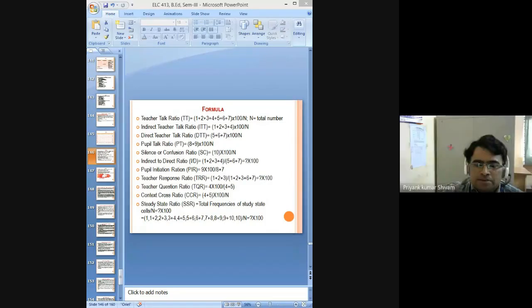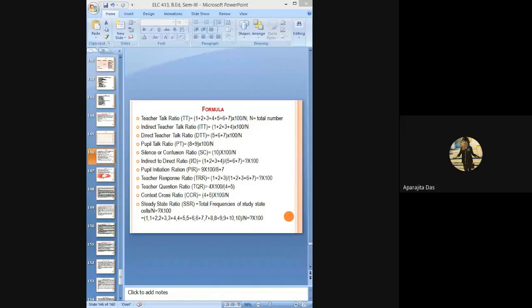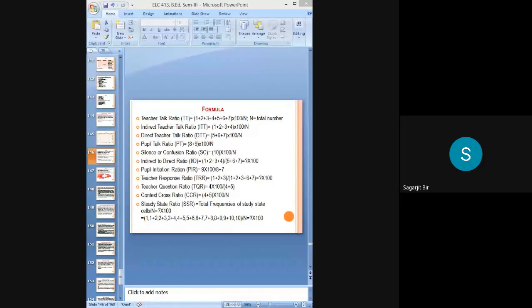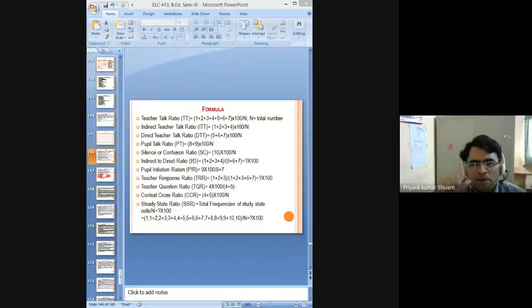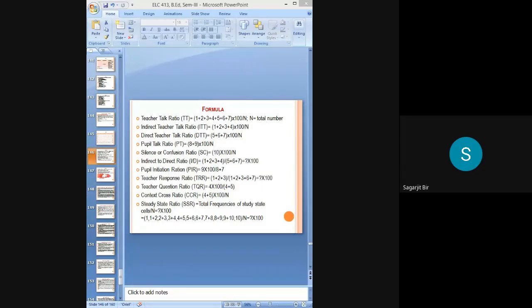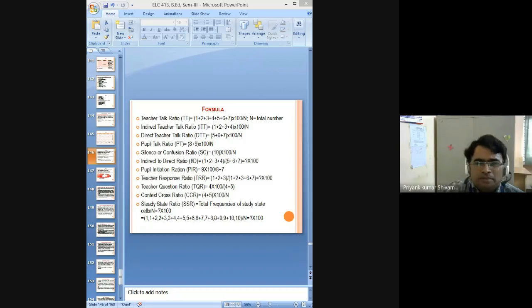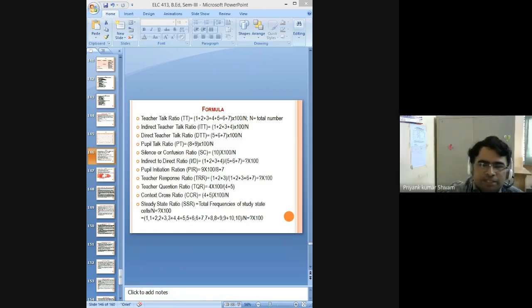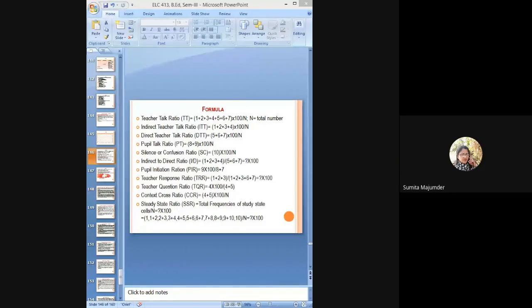If there is any value on that side, then you will get no problem. Suppose that value will come 1 or 2, then 3, 4, like that. The numbers will be there, then divided by the total number, then into 100. Okay, sir. Thank you, sir, to make a calculation.